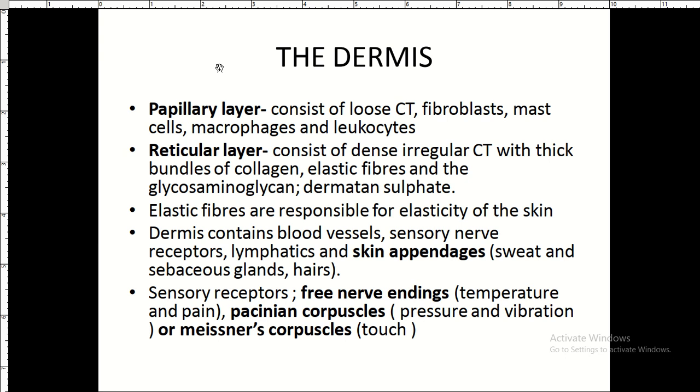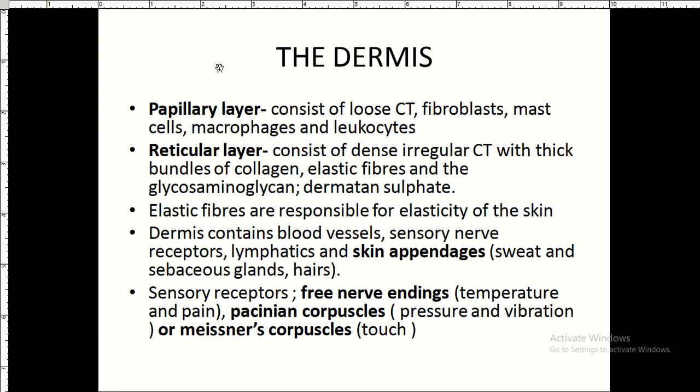And then the reticular layer is going to have dense irregular connective tissue with thick bundles of collagen. So that will be collagen type 1 bundles. And these bundles and elastic fibers are going to be cemented by the dermatan sulfate. Take note of this. Elastic fibers are responsible for the elasticity of the skin. So we have abundant elastic fibers, especially in the reticular layer of the skin. Right, take note of this.